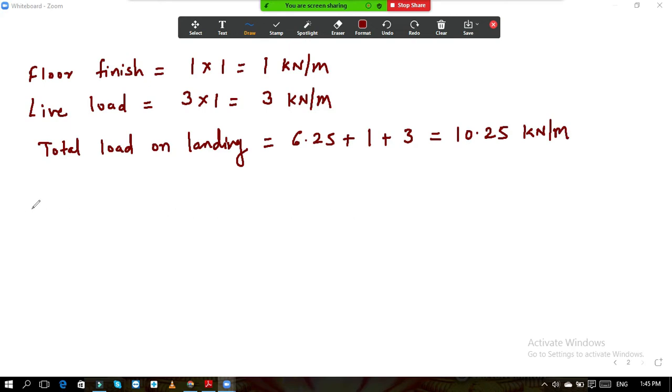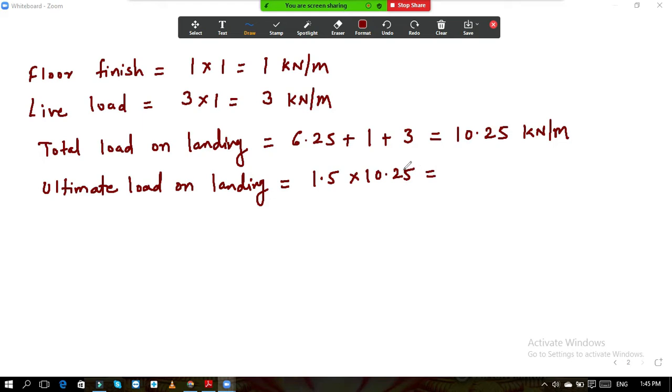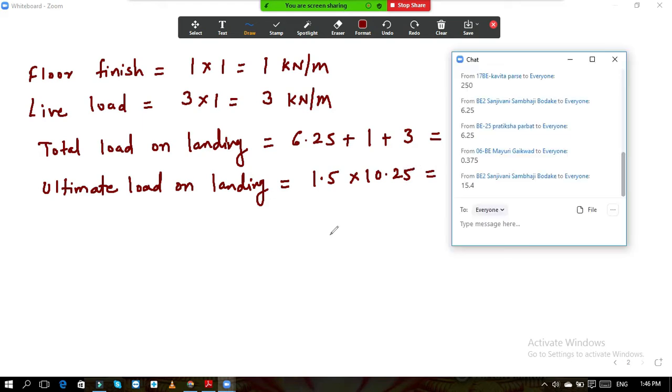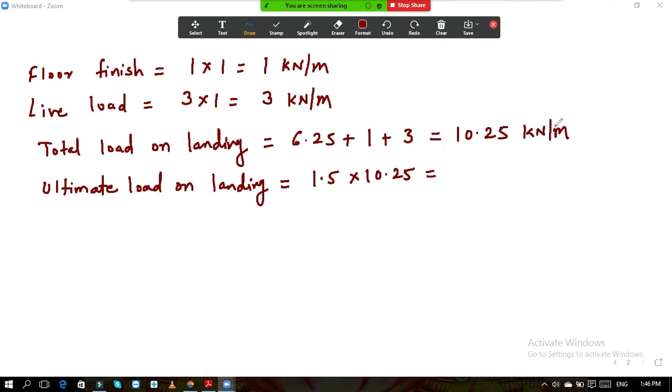Ultimate load or factored load on landing is 1.5 into 10.25. Let me know the answer. 15.4. So the answer is 15.4 kilonewton per meter.